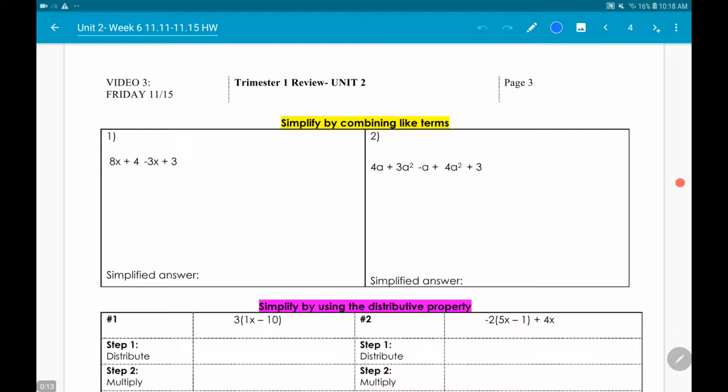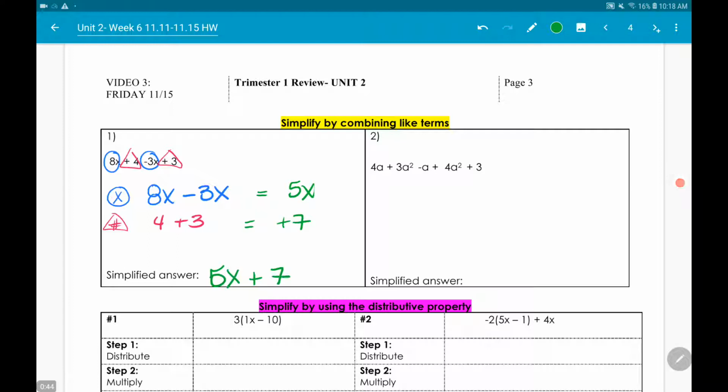some key points. So one of the big things we did in unit 2 was combining like terms. This is where we identify our groups. So here in this first one I have my x group, and then I have my number group. When I simplify those, I get 5x plus 7. So my final answer is 5x plus 7.